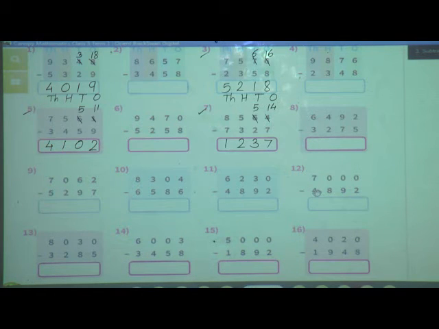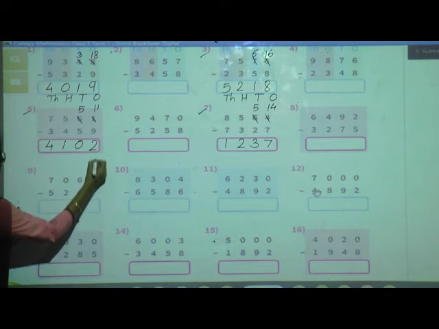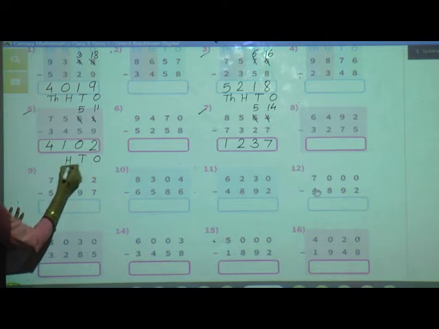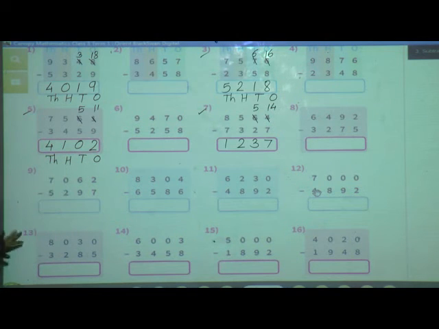Then we will take the 9th example. See the 9th one. Write their places. This is ones, this is tens, this is hundreds, this is thousands. All are 4-digit numbers only. Okay. So write their places: ones, tens, hundreds, thousands. Start from the ones place.